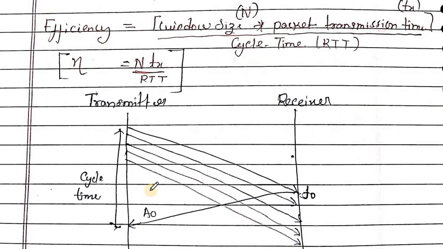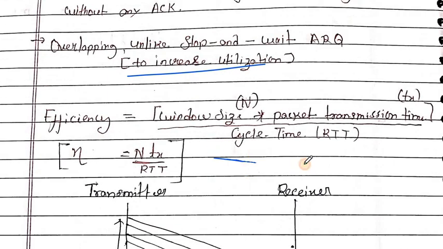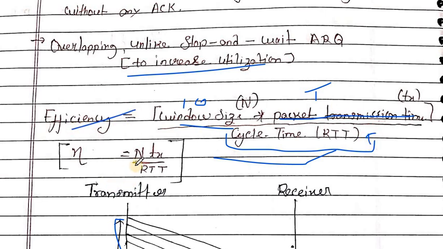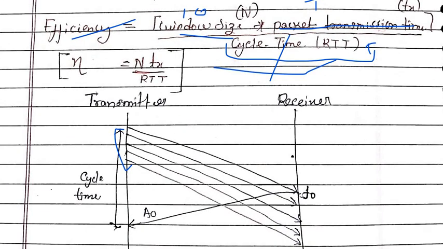What is the utilization of the channel? Channel utilization means in one cycle time, how many bits or how much window packet size is transferred, that is, how much time the transmitter is busy sending frames. So it is the packet transmission time into the window size. If one packet takes 1 second, 10 packets take 10 seconds, and if the cycle time is 10, then efficiency will be 1. Efficiency of 1 means 100% utilization of the channel.